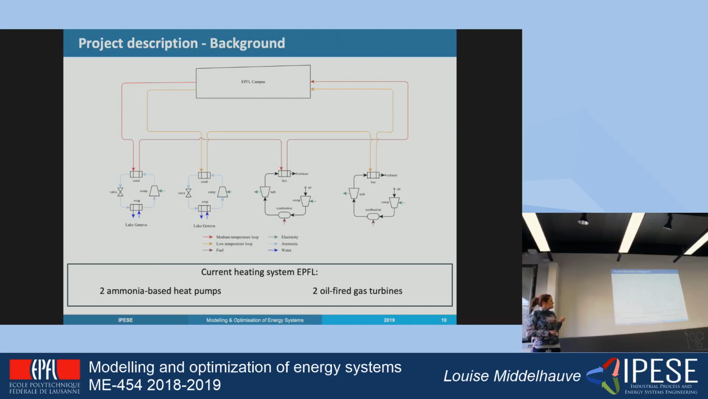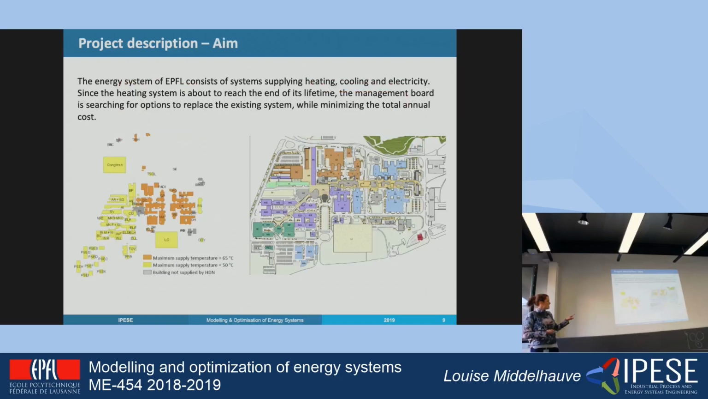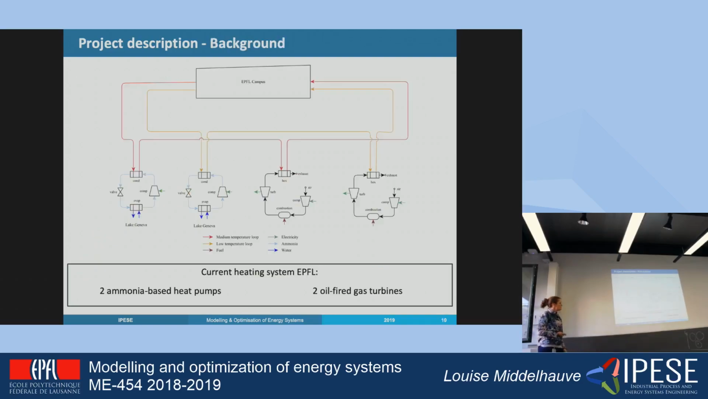This is some background. We have the EPFL campus, and we have 2 temperature loops, one medium, one low temperature. On this one, you know which building is connected to which temperature loop. And for each temperature loop, we have one heat pump, which is using the Lake Geneva, and another cogeneration unit, which is an oil-fired gas turbine.